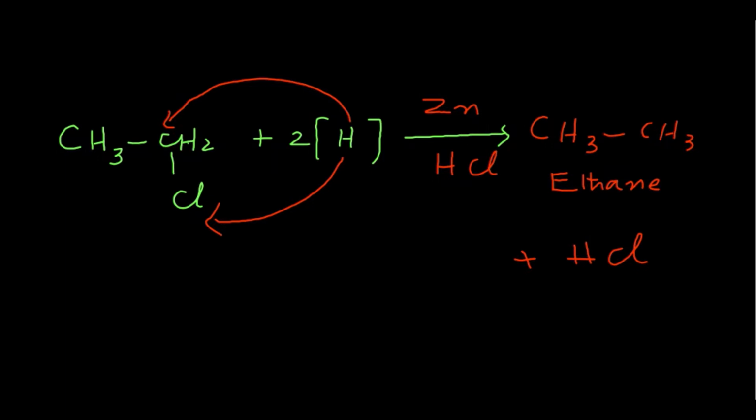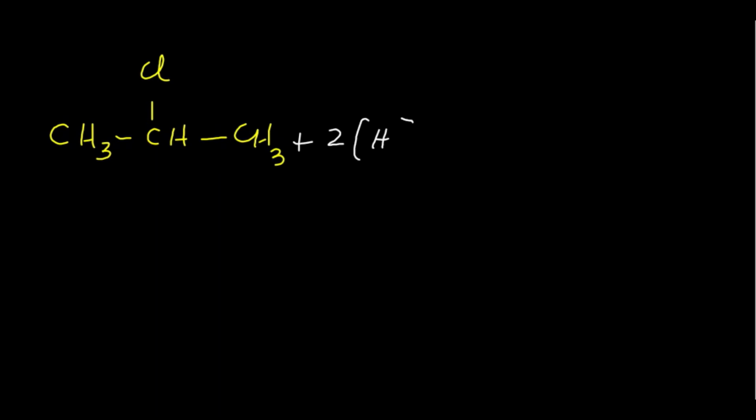Clear, students? Now here one more reaction is given, and we are asked to complete the reaction. Here we are given this molecule CH3, CH, Cl, CH3. The reaction conditions given here are 2 moles of nascent hydrogen, which is liberated in the presence of zinc and aqueous HCl.